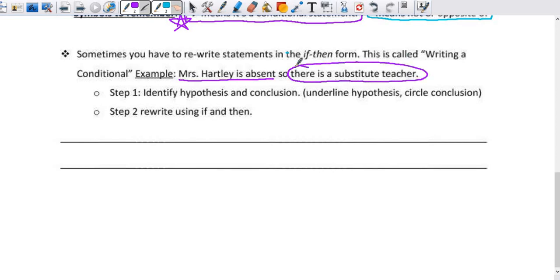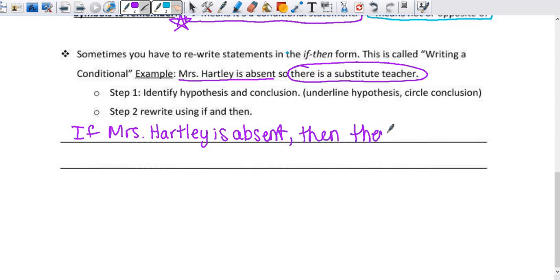All right, so we'll just go ahead and put that in an if-then. So if Miss Hartley is absent, then there will be a substitute teacher.